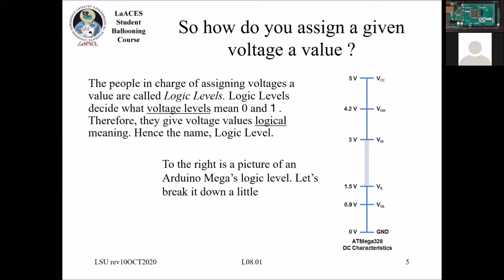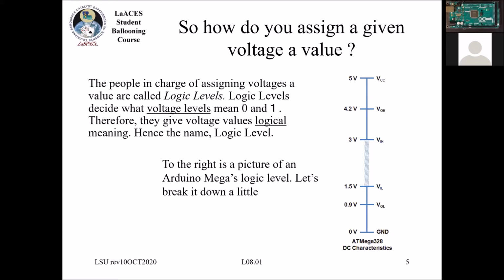So if you have a voltage, how do you know if it's a 1 or a 0? What you do is whatever you're using has a logic level standard. It's basically the people who have manufactured the circuit have agreed that above this value is a 1 and below this value is a 0. They're the levels that tell you what logical value it is.